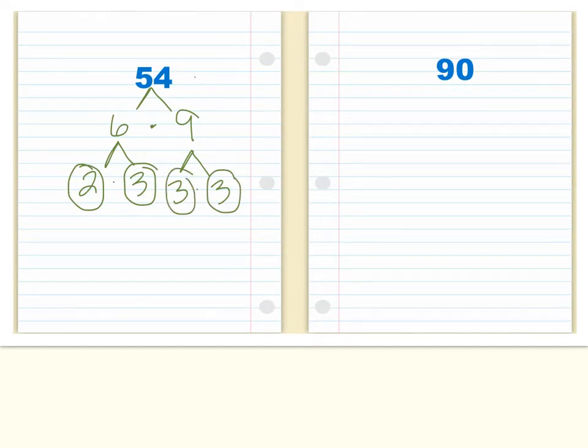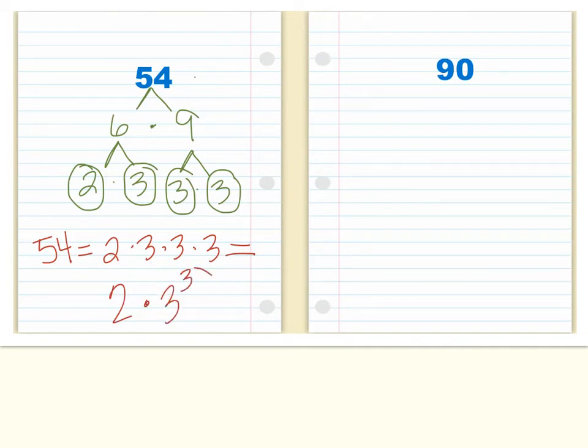So now that I have circles all at the end, I'm ready to write my answer, which would be 54 equals 2 times 3 times 3 times 3, which would equal 2 times 3 to the third power, because there are 1, 2, 3 threes. Okay, so if you want to, pause the video and do the prime factorization of 90.